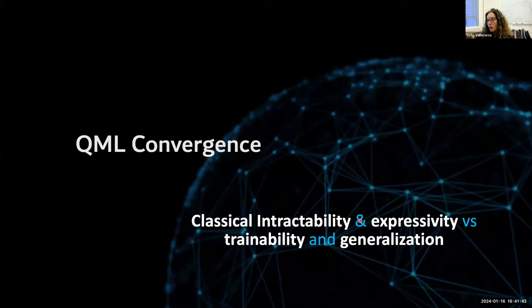Now, in order to do that, what you might want to do is to use as much as possible the power of the quantum space, which is exponentially large. This can have, and actually does have, an implication on the trainability of your models. I will show you a couple of examples of this trainability issue, for a kernel method and for a neural network.